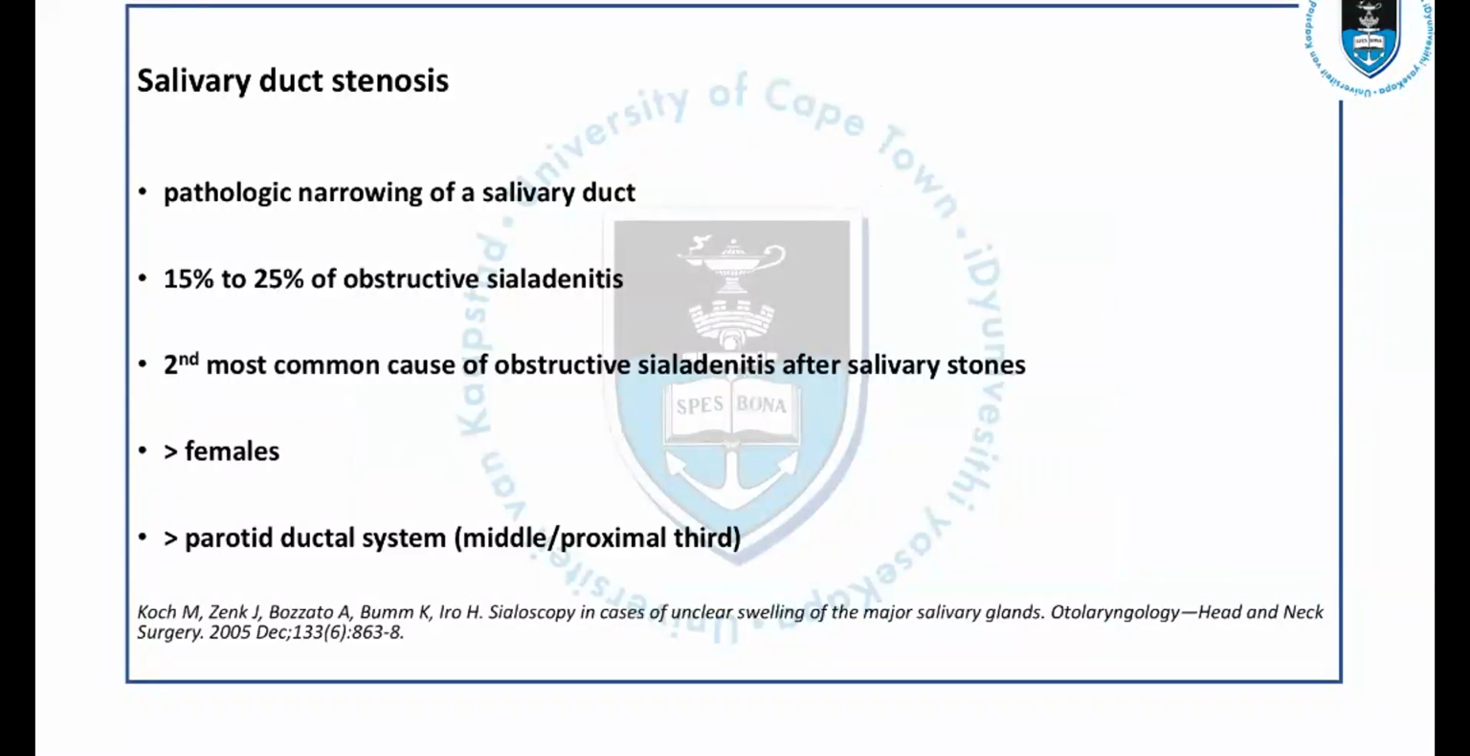Salivary stenosis, or stricture or scar, refers to the pathologic narrowing of a salivary duct. Ductal strictures represent 15 to 25% of obstructive sialadenitis and are the second most common cause of obstructive sialadenitis after salivary stones. Stenosis tends to occur more commonly in women and usually in the parotid ductal system. Parotid duct stenosis most commonly occurs at the middle and proximal third of the duct.